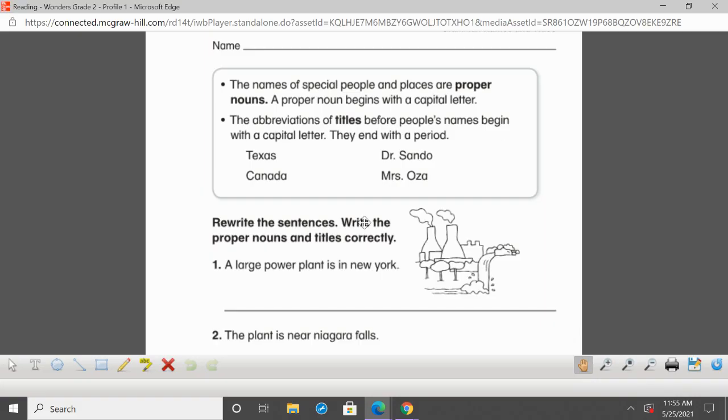The top is kind of just re-saying what I already said, but I'm going to read it again. The names of special people and places are proper nouns. A proper noun begins with a capital letter. The abbreviations of titles before people's names begin with a capital letter. They end with a period. So again, doctor is a title, but we can abbreviate that to Dr., which we talked about. In that case, we need a capital D and that period to make sure that title is abbreviated correctly. The directions say to rewrite the sentences, writing the proper nouns and titles correctly.